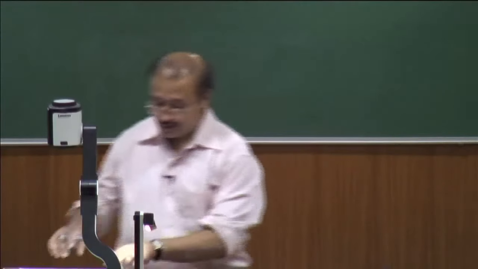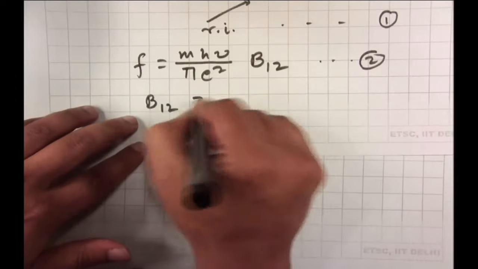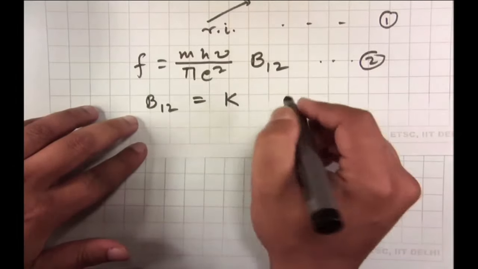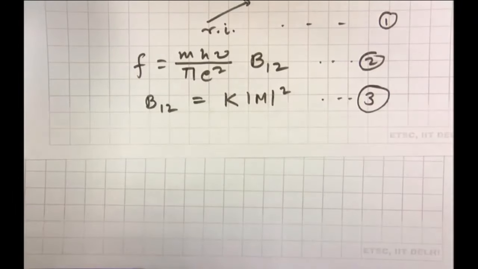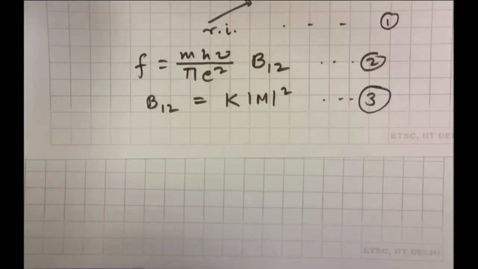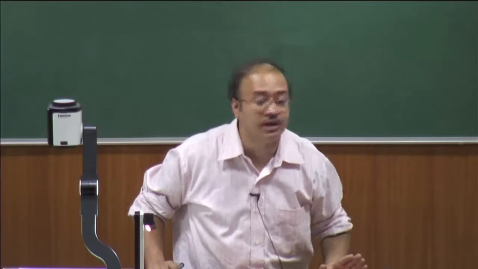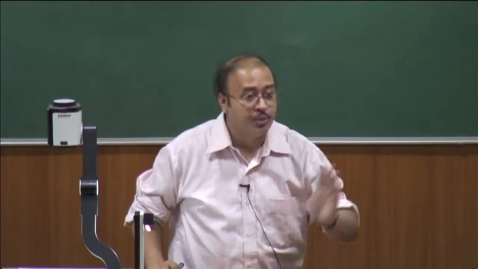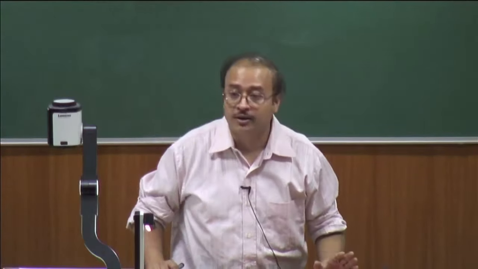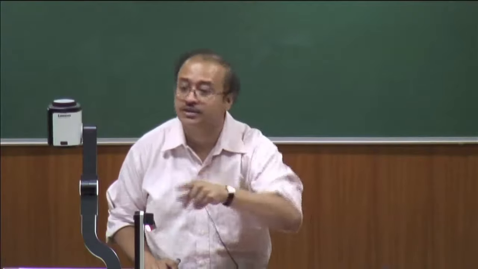Now B12 is related by k times M squared, where k is a constant. Do not worry what the constant is. What is M? M was the transition moment we talked about. So B is proportional to the square of the transition moment integral. F has a relation with B. B is proportional to M squared. That means F is also proportional to what? M squared. So this is the relation between the oscillator strength and the transition moment.